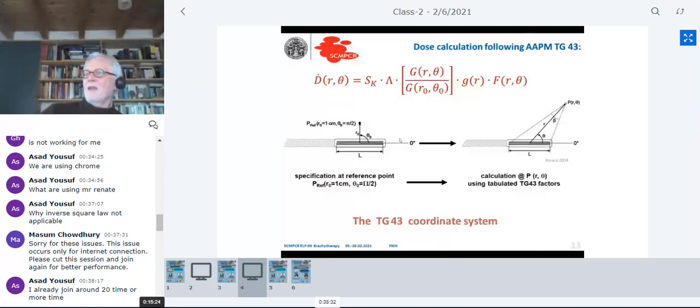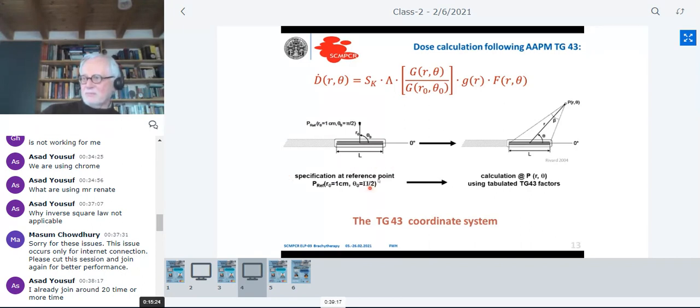Yes, this would be the polar direction, and the polar angle is defined between the source length and the line connecting the measurement point to the center of the source. So this gives us our coordinate system, and then we define a reference point at 1 centimeter distance from the source on the transverse axis of the source, so at a polar angle of 90 degrees, pi over 2. This gives us our TG43 reference point.